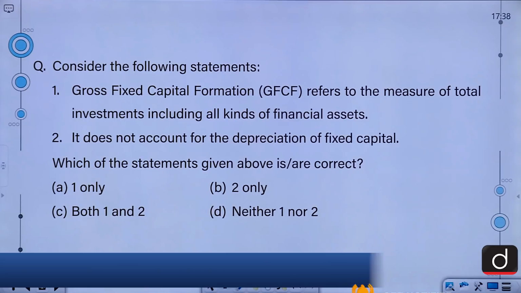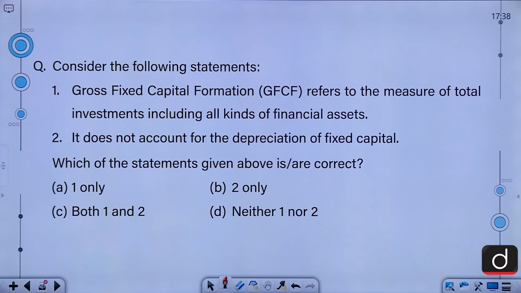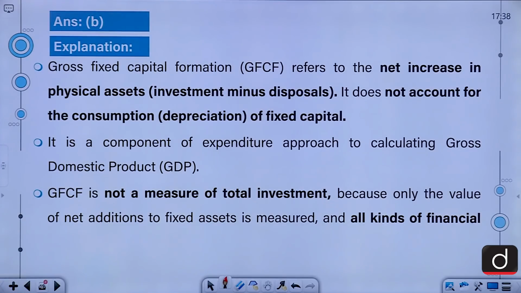Consider the following statements. 1. Gross fixed capital formation refers to the measure of total investments including all kinds of financial assets. 2. It does not account for the depreciation of fixed capital. Which of the statements given above is or are correct? A, 1 only; B, 2 only; C, both 1 and 2; D, neither 1 nor 2. Now, the correct answer for this question is B, that is 2 only. Moving on to the explanation.